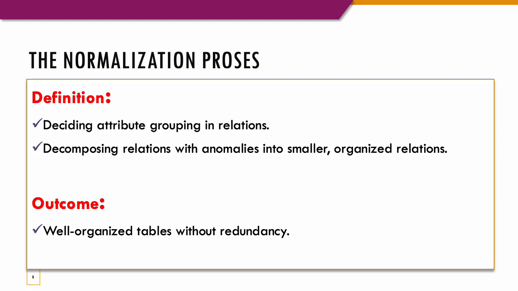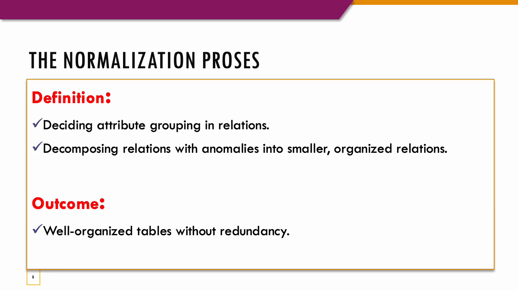If a table has problems like redundancy or anomalies, for example, insert, delete, or update anomalies, normalization will involve decomposing the table, or breaking it down into smaller tables. And these small tables are organized so that each one holds a specific set of related data and they connect to each other through keys such as primary and foreign keys, something like that.